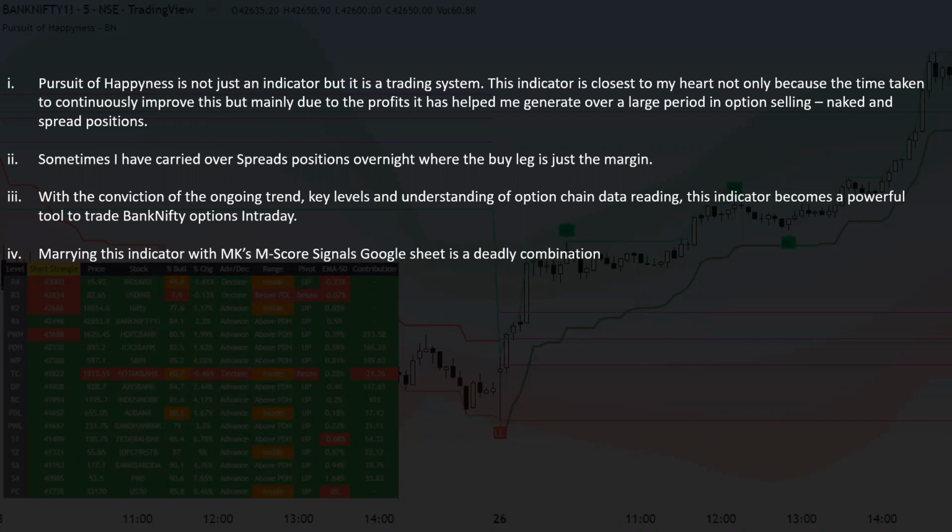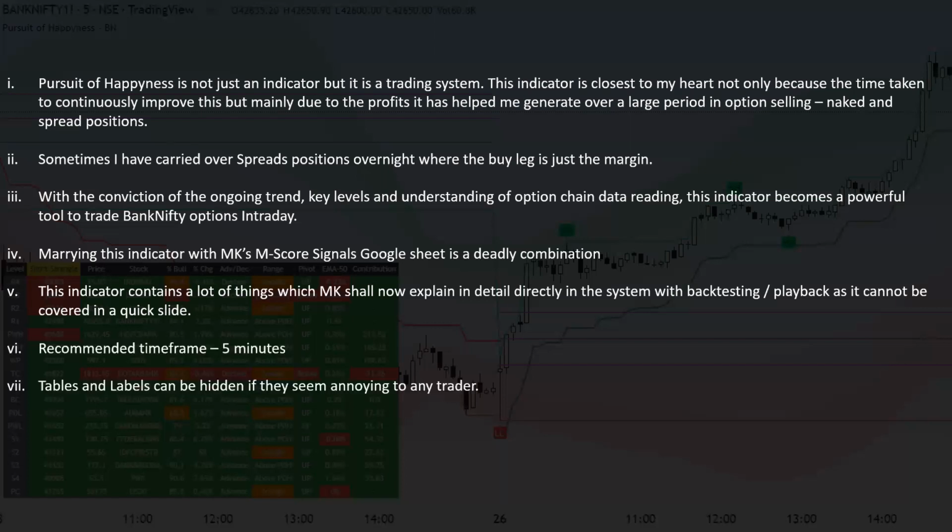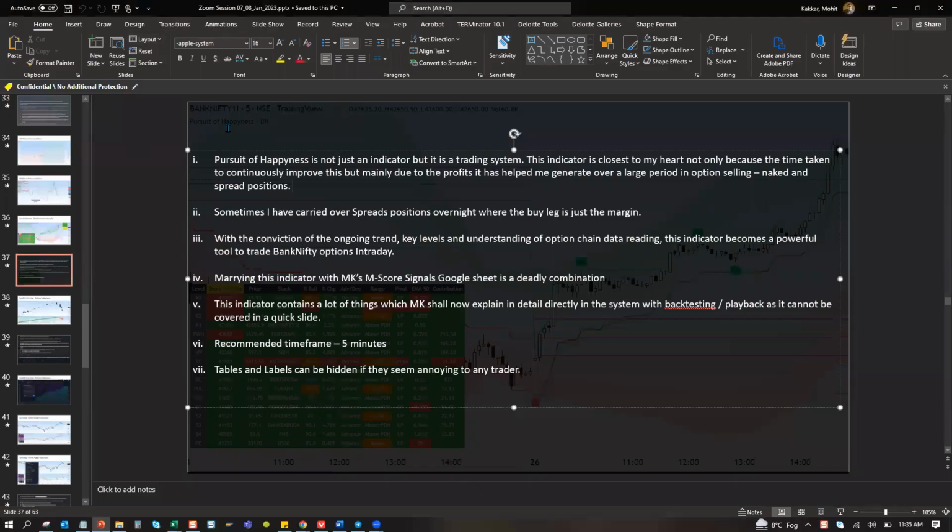Marrying these indicators with MK's M-score signal, there's another indicator we'll talk about in a couple of minutes, it becomes a deadly combination. I'm just not trying to sell anything over here, but this is what I follow, I've written it here. This indicator contains a lot of things which MK shall now explain in detail directly in the system with backtesting or playback, as it cannot be covered in a single slide. A recommendation is to use this indicator on 5 minutes time frame. Tables and labels can all be hidden if you feel that it is very annoying and too much information for any trader. Okay, so let me deep dive into the system.